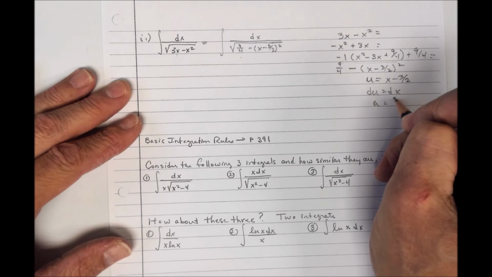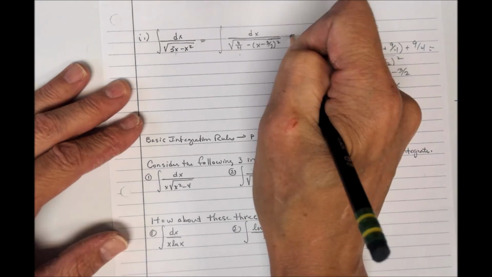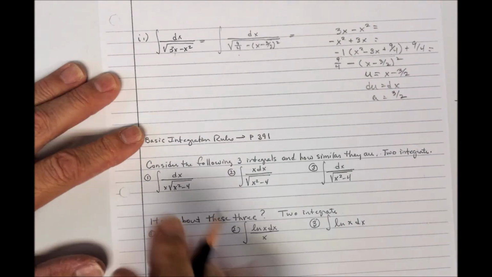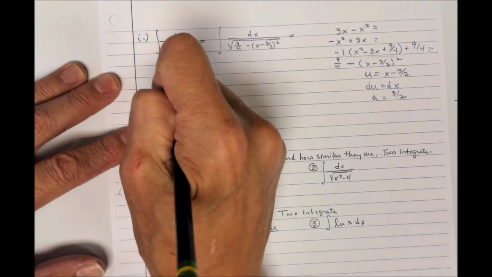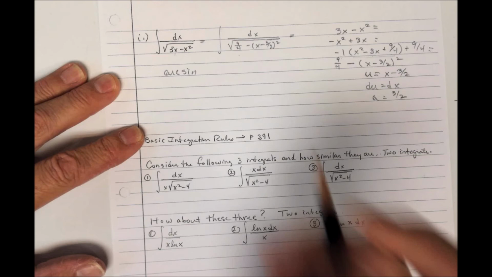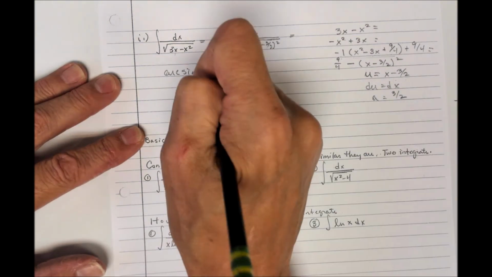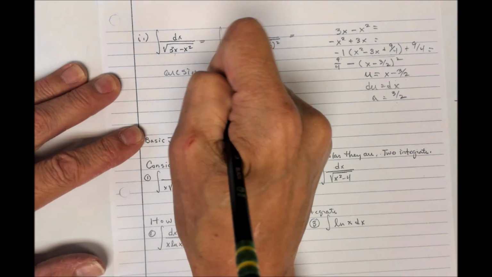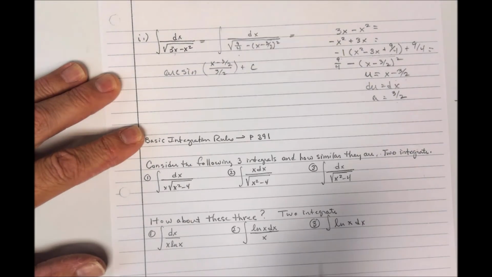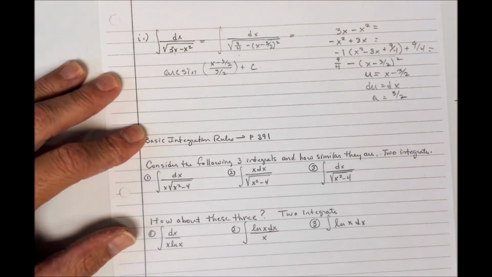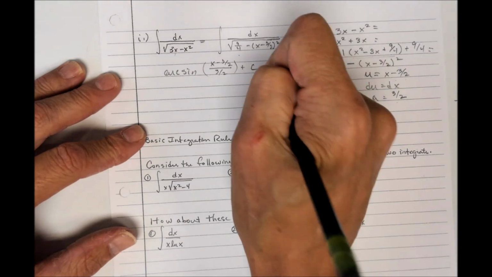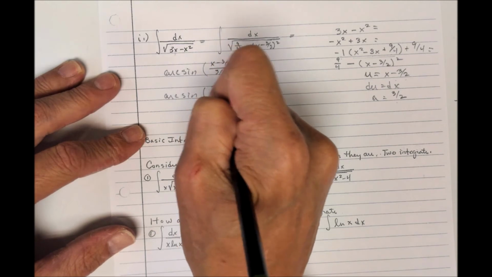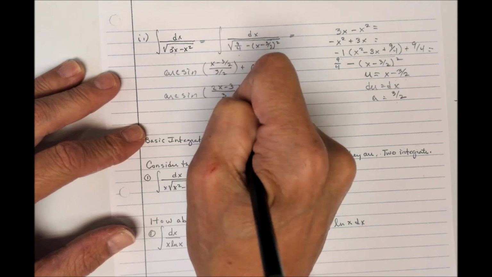So this is 3 halves. So this is the arc sine, so there's no 1 over a out in front. This is just going to be the arc sine of u, which is x minus 3 halves, all over a, which is 3 halves, plus c. Now, I don't think I would leave it in this form. I would probably multiply top and bottom by 2 and write this as the arc sine of 2x minus 3 all over 3. That looks so much nicer.